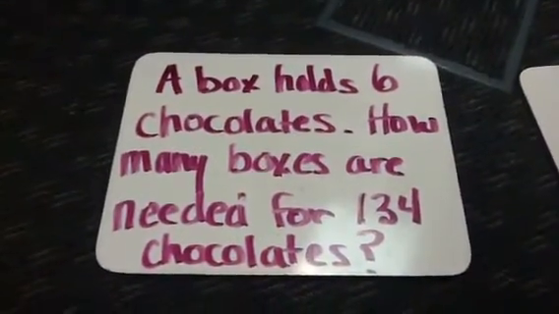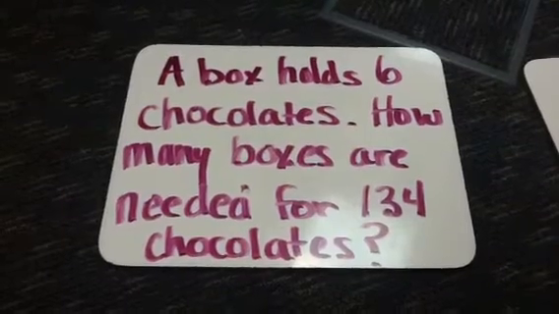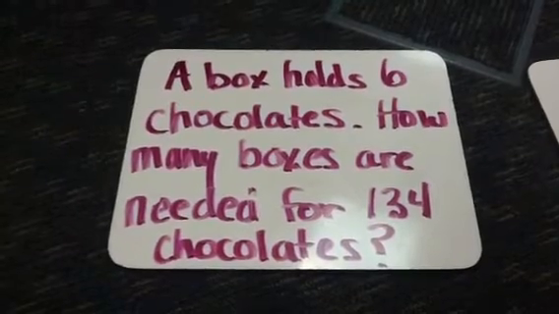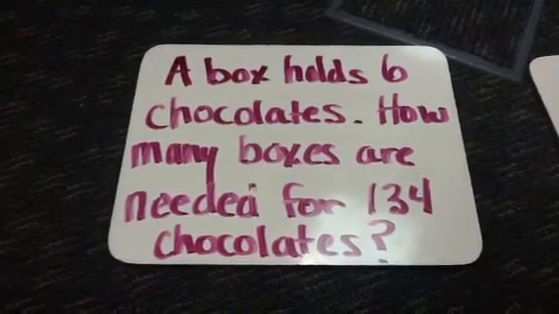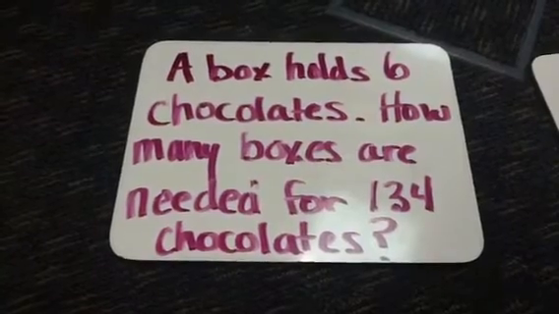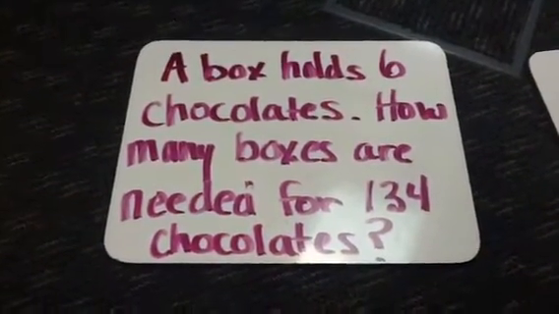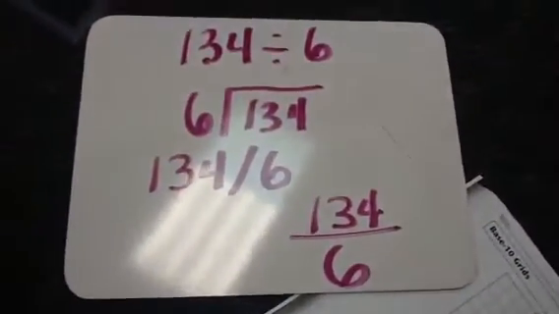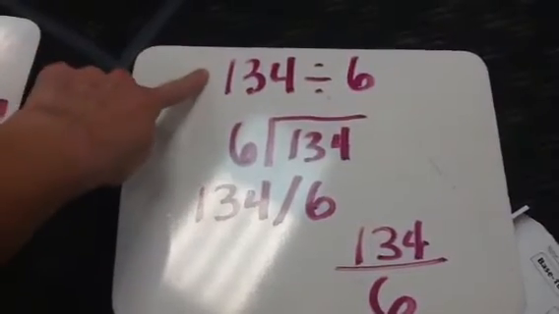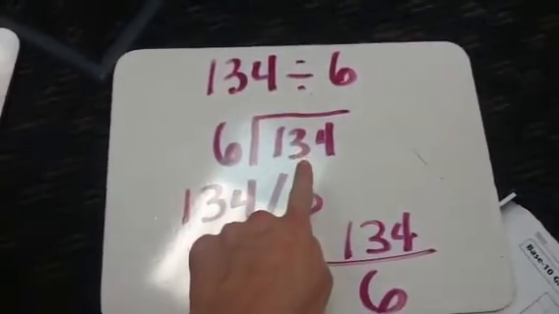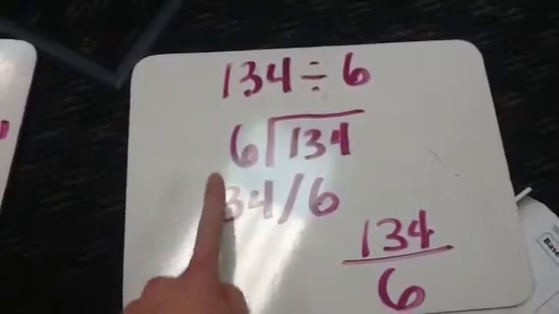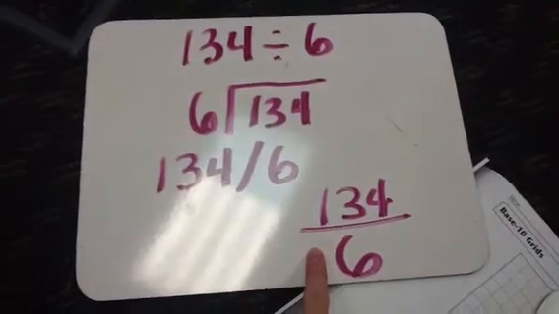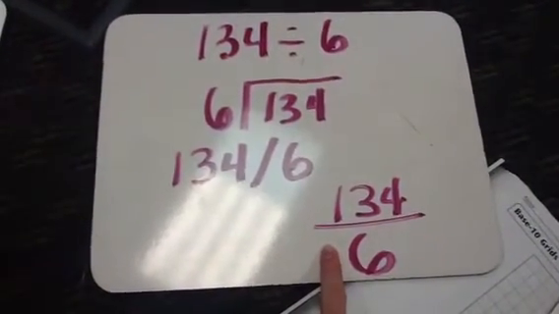Here's our number story. A box holds 6 chocolates. How many boxes are needed for 134 chocolates? We know that we're dividing 134 into boxes, so that's a division problem. There's 4 different ways you can write division problems. Up here you see 134 divided by 6. You can also write it as a fraction, 134 over 6.